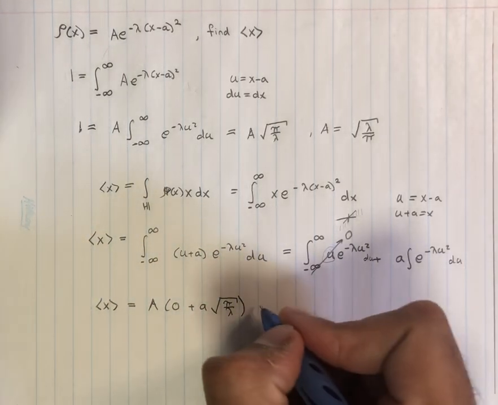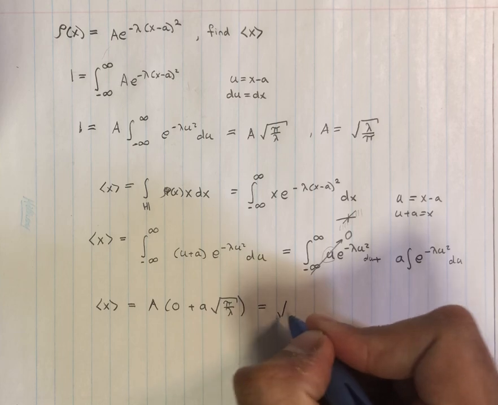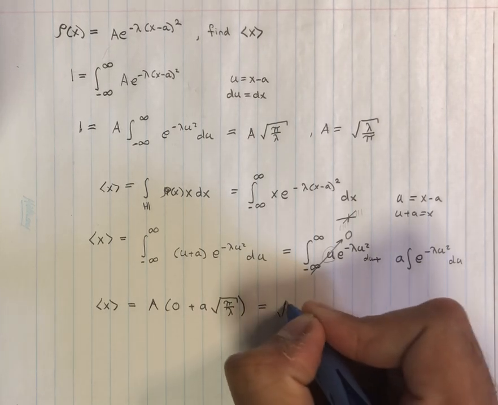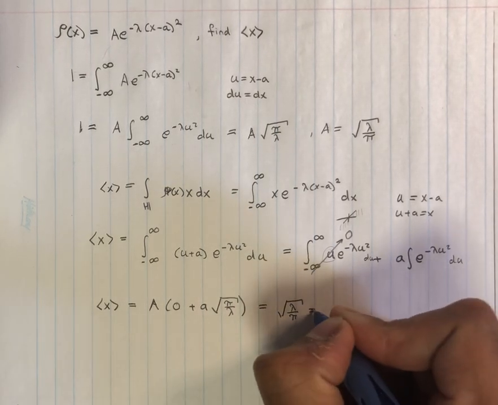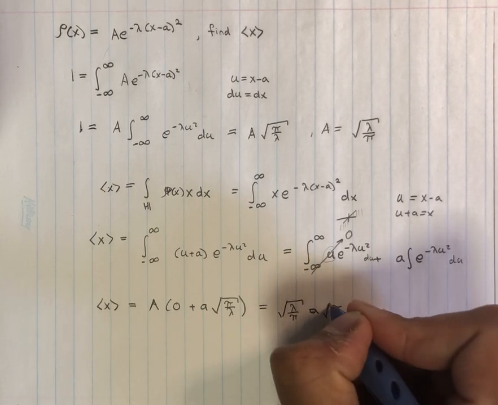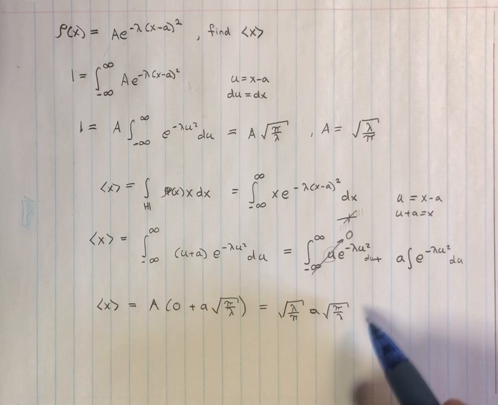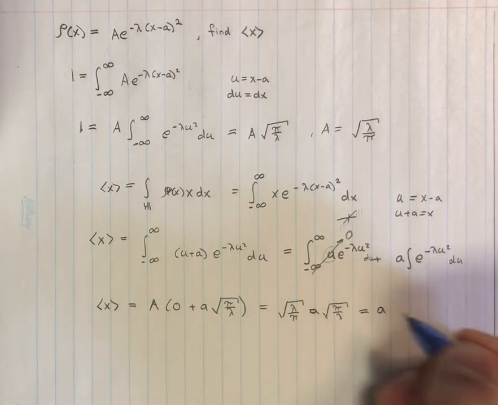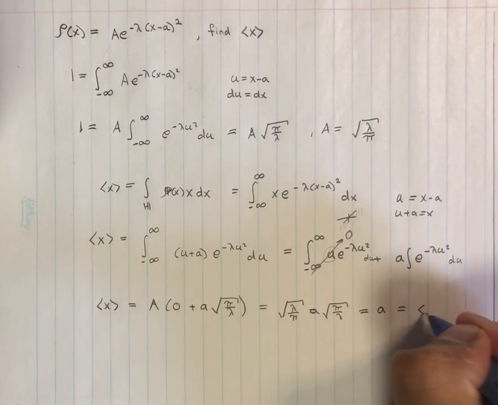Now we can substitute our value of a here. And notice that these two will cancel out and we just get a, which is our expectation value of x.